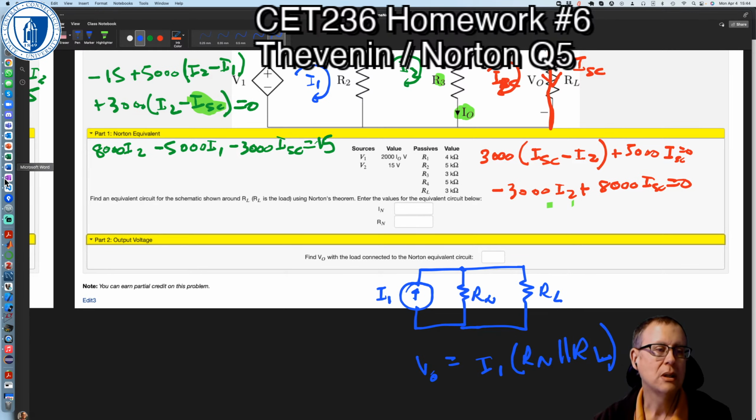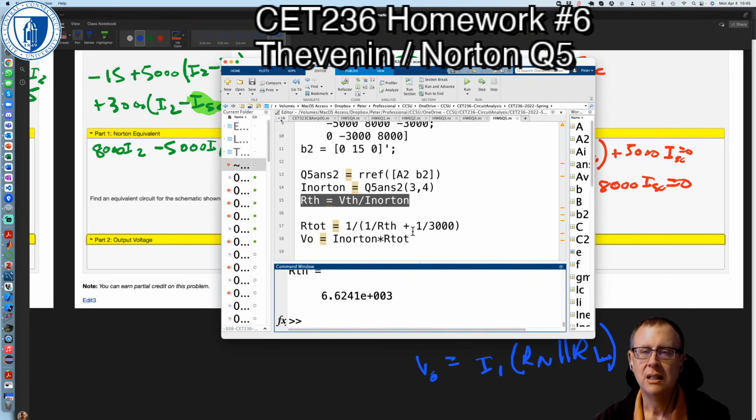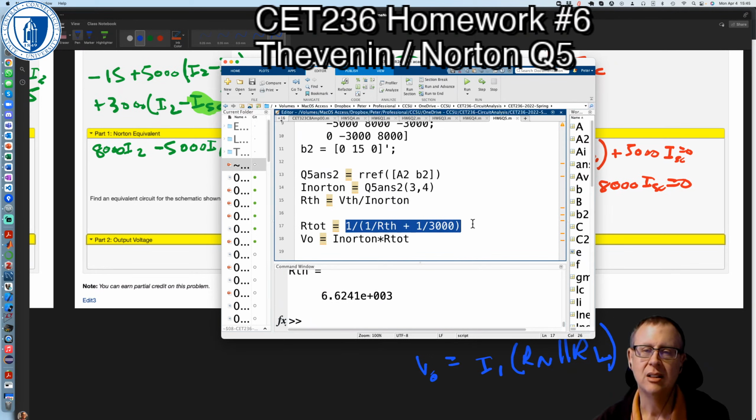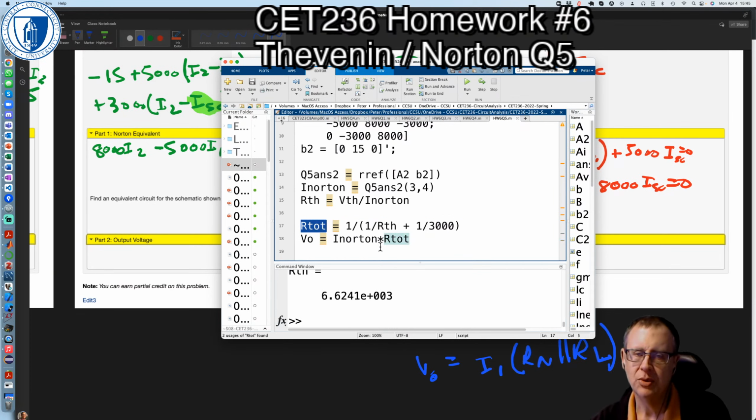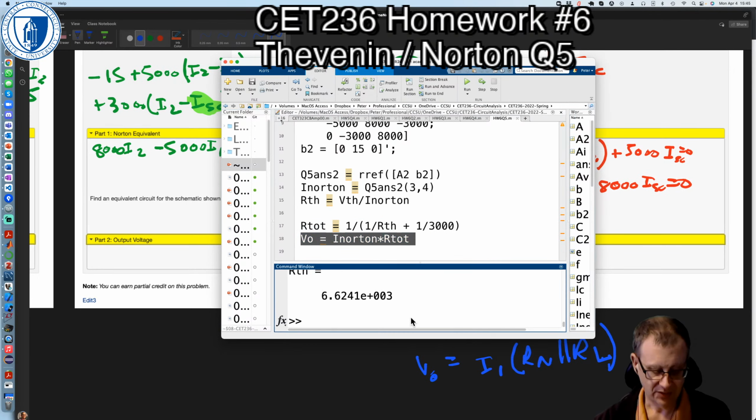And if we look at the MATLAB, that's all I've done. I've taken 1 on RTH plus 1 on 3000, which is the load resistance, to get my total resistance, and then the output voltage is just that, and it's 3.413 volts. Okay, that's question 5.